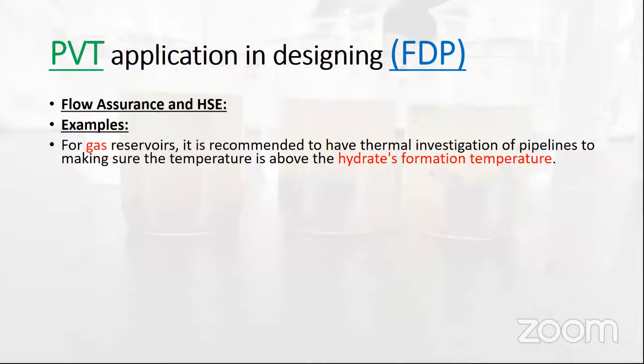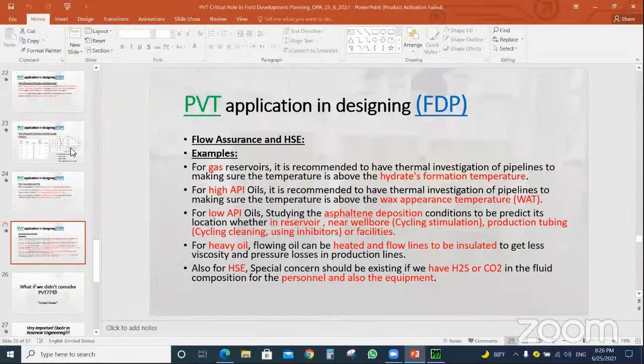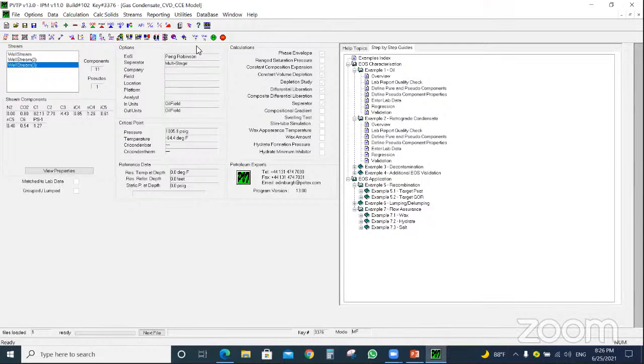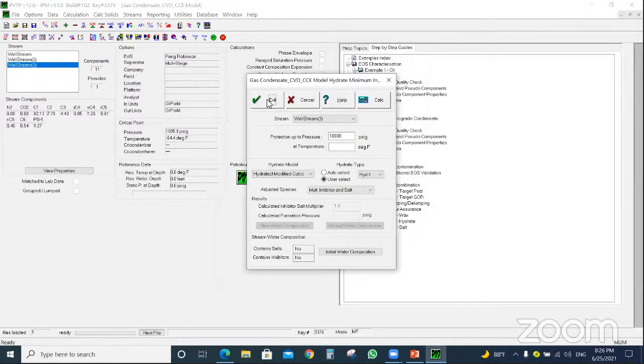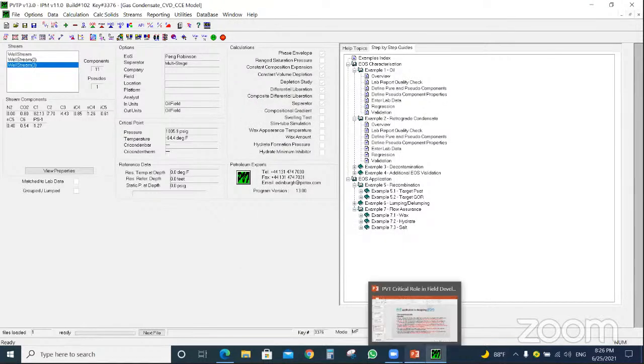lines. So for flow assurance, we want to make sure that the temperature of this production line is above the temperature of hydrate formation. Okay. This kind of calculation can be made in PVT software like PVTB, PVT SIM or PVTI. We have here the hydrate formation. We want to know the pressure and temperature at which the hydrate will form in the production line. Also, we want to know which inhibitor we can inject into this production pipeline to prevent hydrate formation in this production line. Okay.